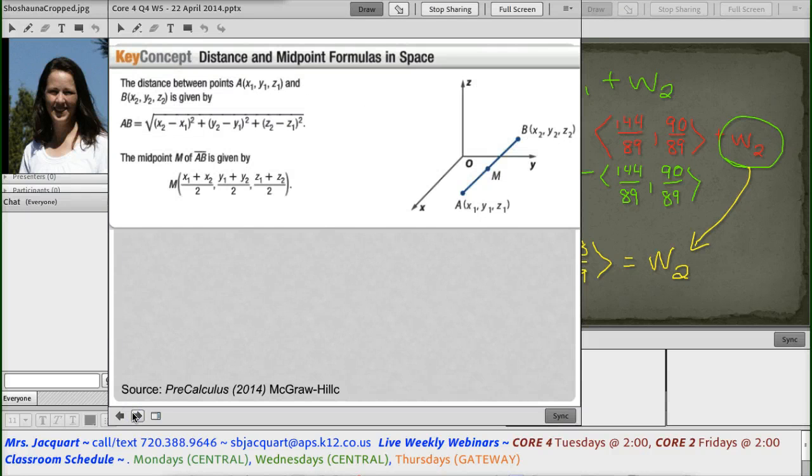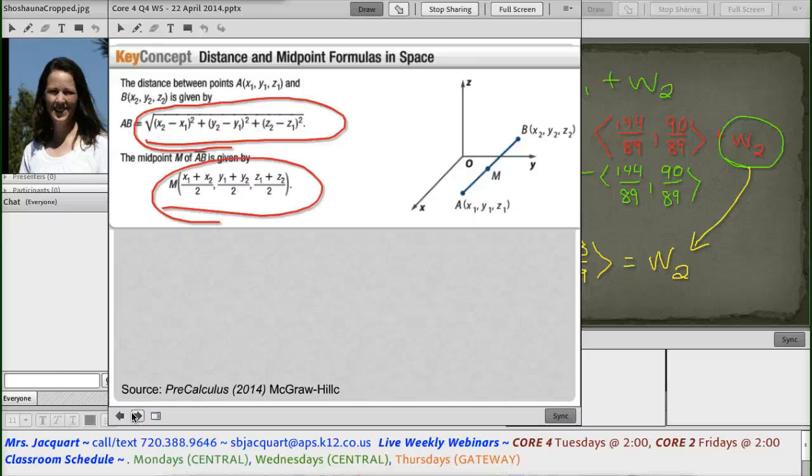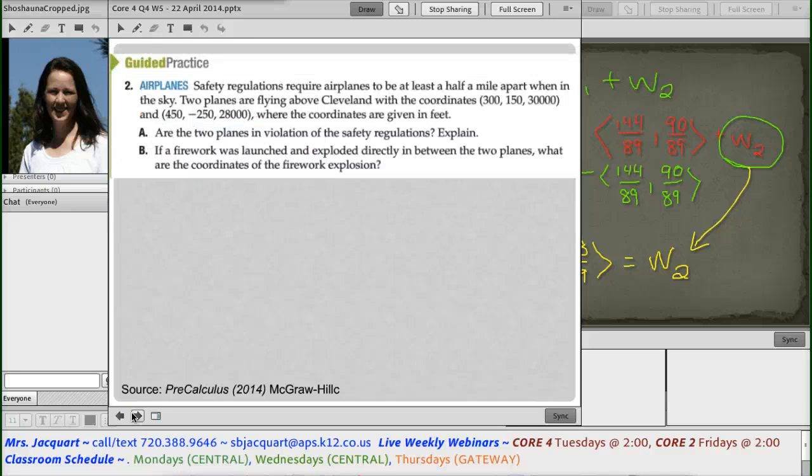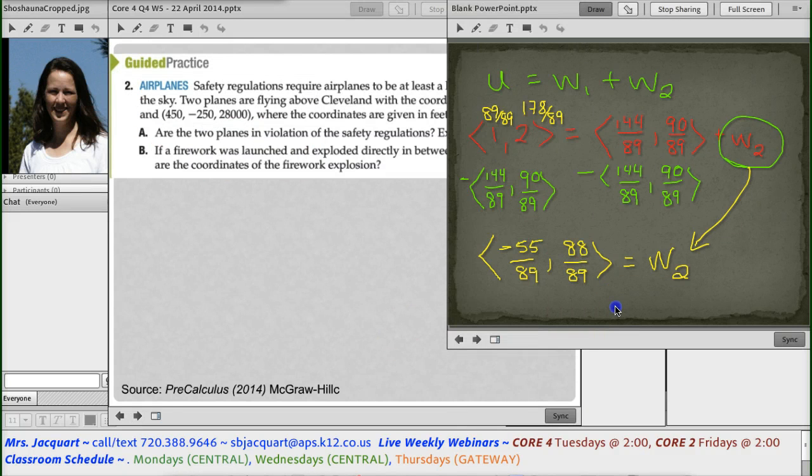Cool. Okay, so when we look at finding the distance between the points, it's just real similar to Pythagorean's theorem. You take the difference of x's, square it, difference of y's, square it, difference of z's, square it. Midpoint, you add the parts and you divide by 2. Okay, so let's go work a problem that's like that.